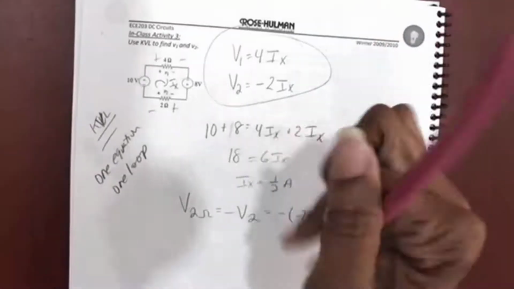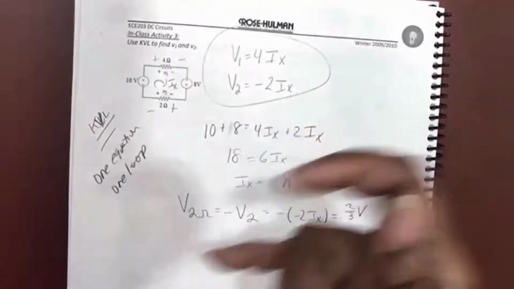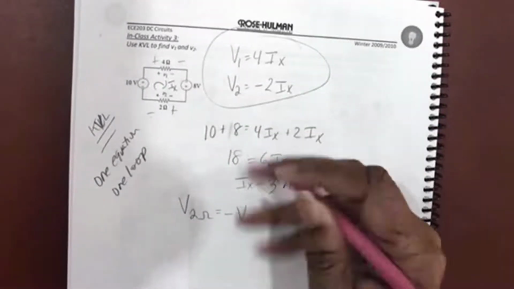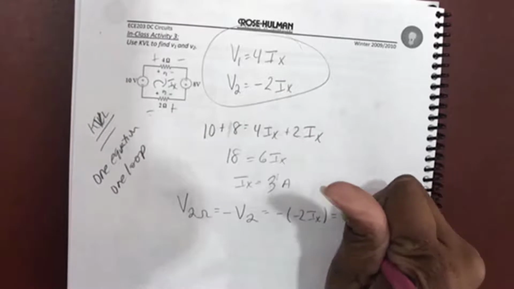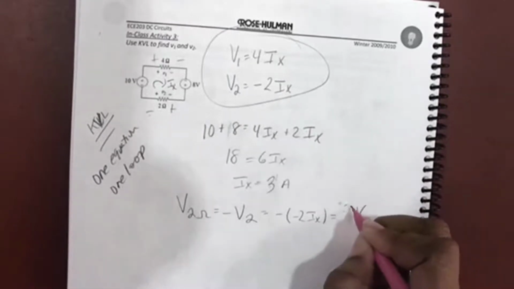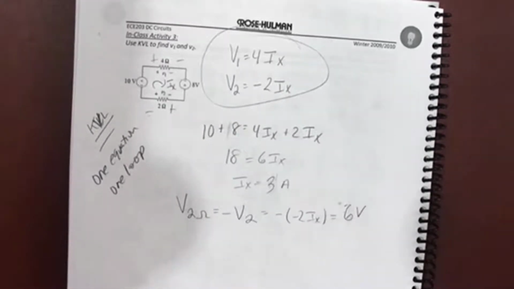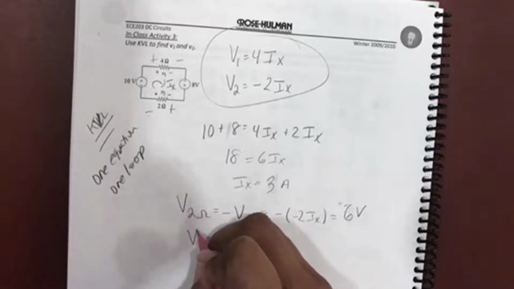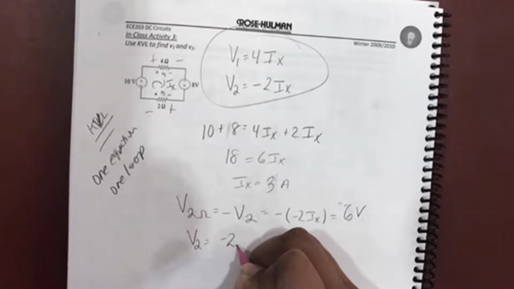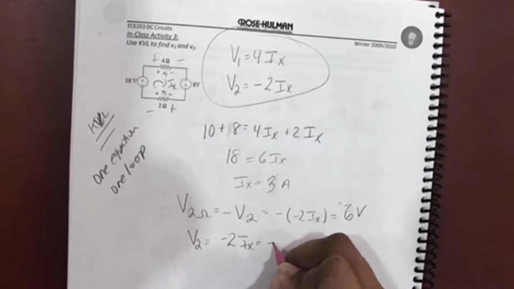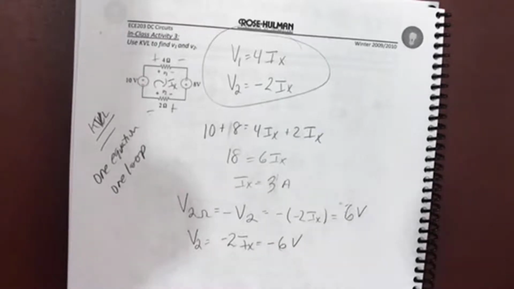It is, thank you. Is that Taylor? Yeah. Thanks, Taylor. That's 3 amps, sorry. So then this would be 6 volts. But V2 is -2Ix, so V2 is -6 volts.